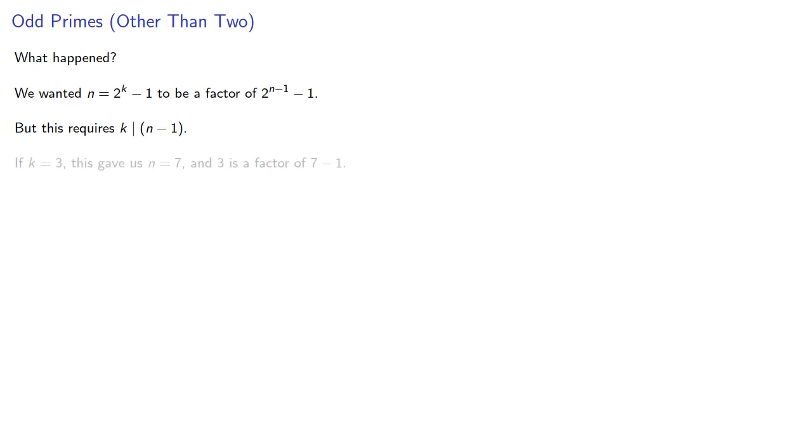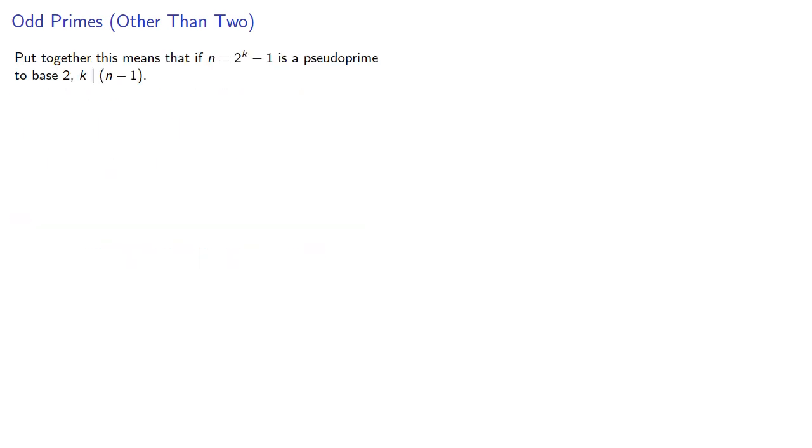What happened? Remember, we wanted 2 to the k minus 1 to be a factor of 2 to the n minus 1, but this requires k to divide n minus 1. If k was 3, this gave us n equals 7, and 3 is actually a factor of 7 minus 1. But if k is 6, this gives us n equals 63, and 6 is not a factor of 63 minus 1. Put together, this means that if n equals 2 to the k minus 1 is a pseudoprime to base 2, k has to divide n minus 1.